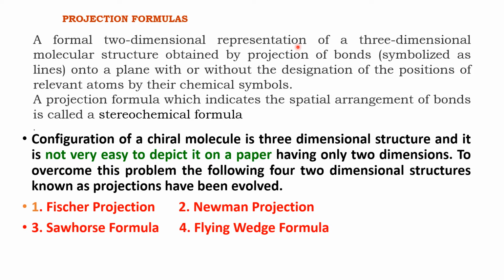Basically, we deal with four projection formulas. They are the Fischer projection formula, Newman projection formula, Sawhorse projection formula, and Fly-Wedge formula. There is another one, the zigzag type formula, but we are giving importance to these four types of projection formulas.